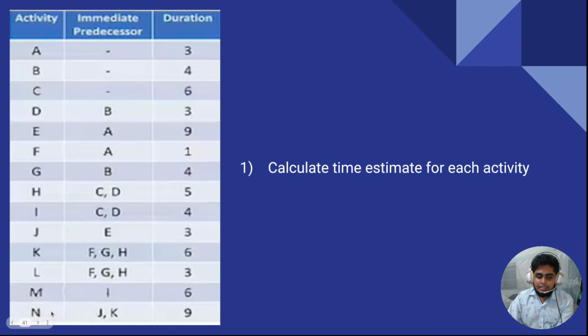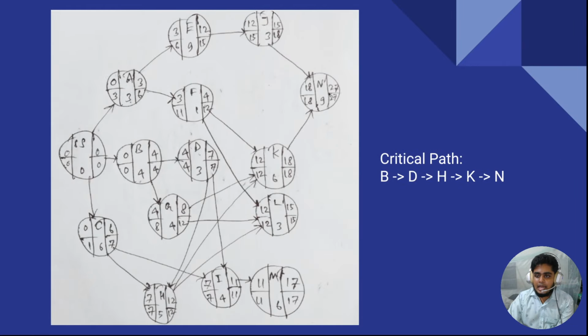Finally, for activity N, you have to complete the activities J and K. Since activity N came from two activities, J and K, you have to count the maximum one. 18 and 15, which is the maximum? 18 is the maximum. So take 18 as the earliest starting time for activity N. 18 plus 9 is equal to 27. 27 is the earliest finish time for activity N.